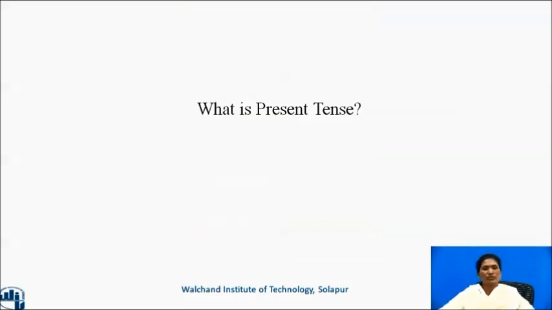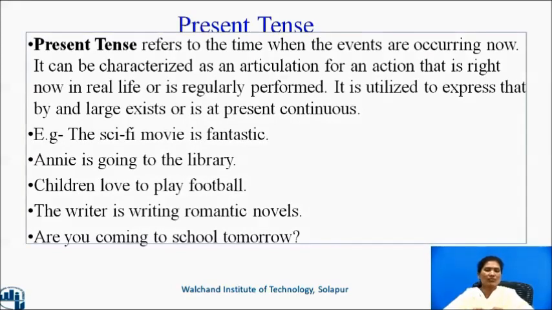What is present tense? Let us pause, think and write the answer to the question. Let us resume now. Present tense refers to the time when the events are occurring now. It can be categorized as an articulation for an action that is right now, in real life, or is regularly performed. It is utilized to express what by and large exists or is at present continuous.